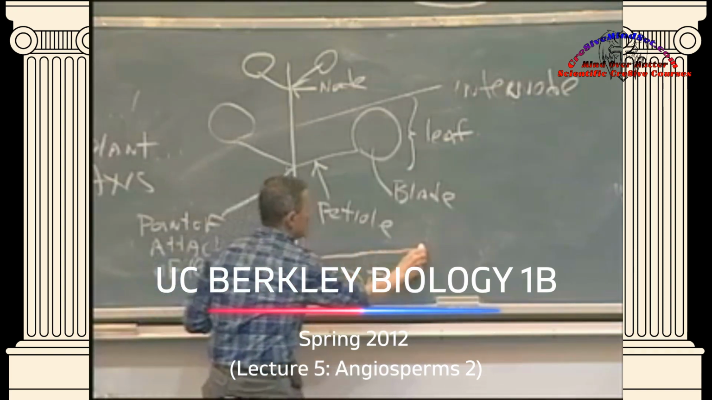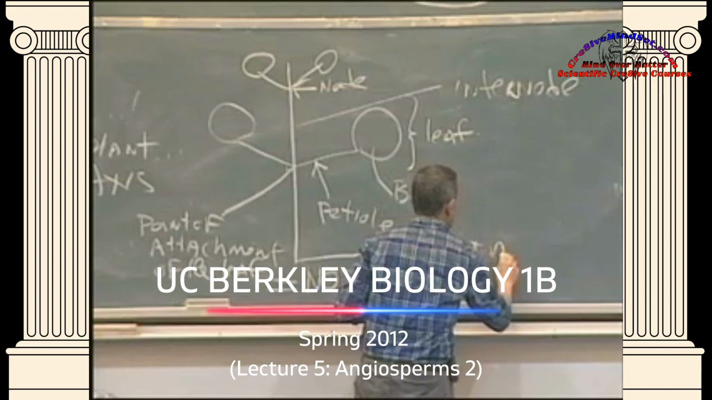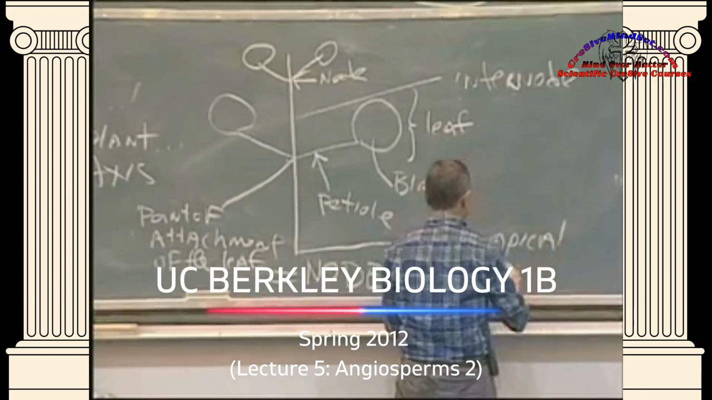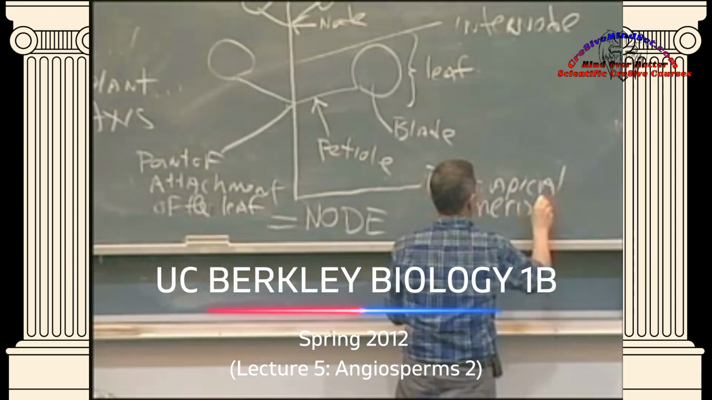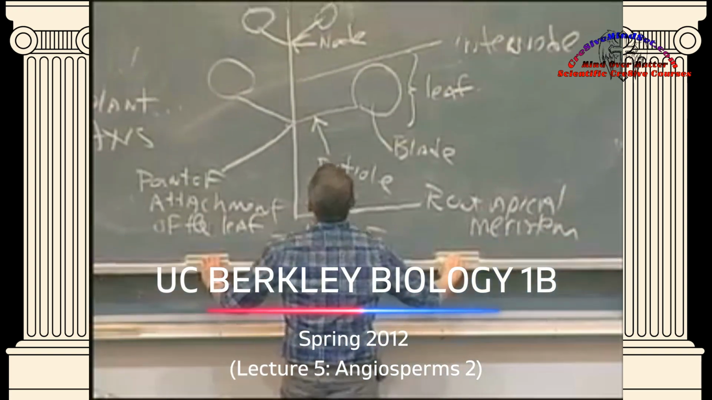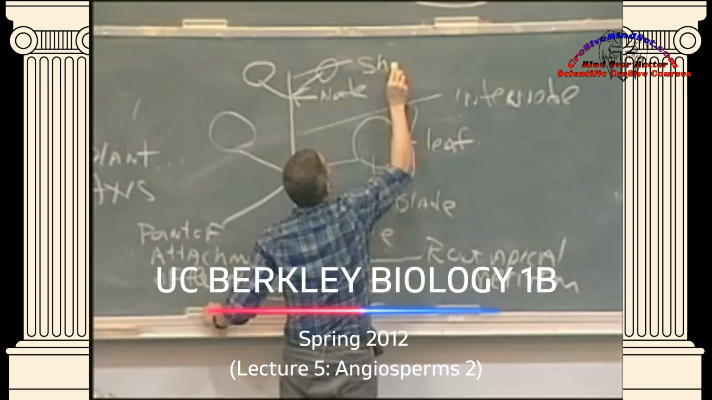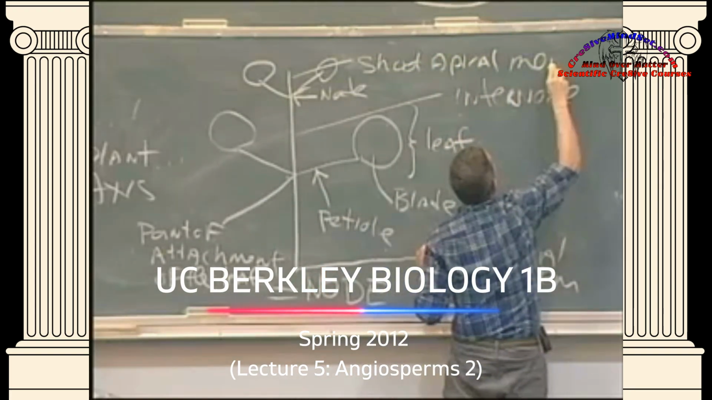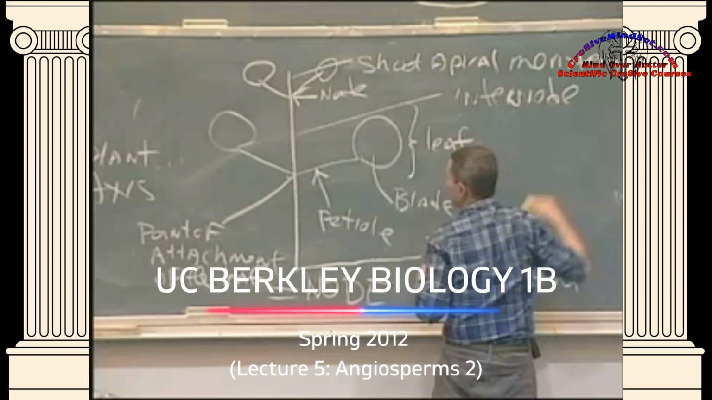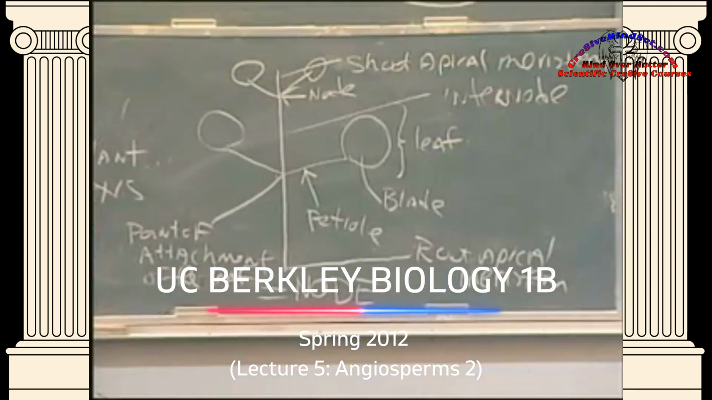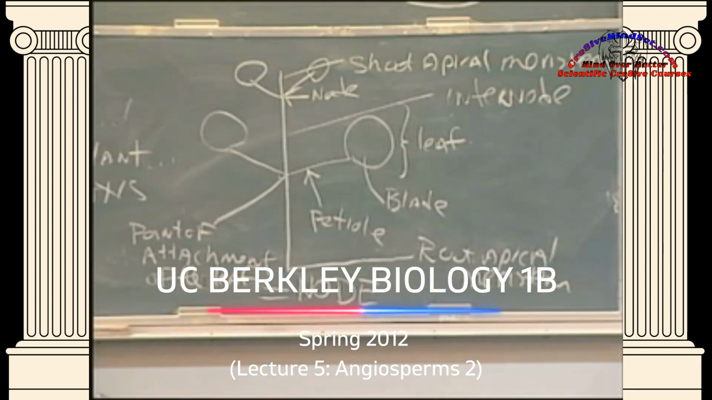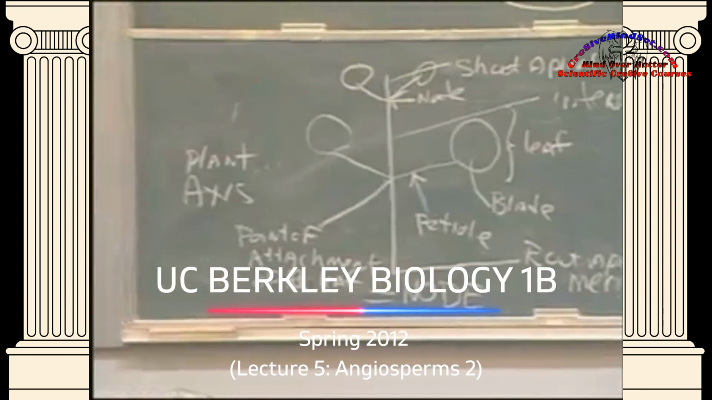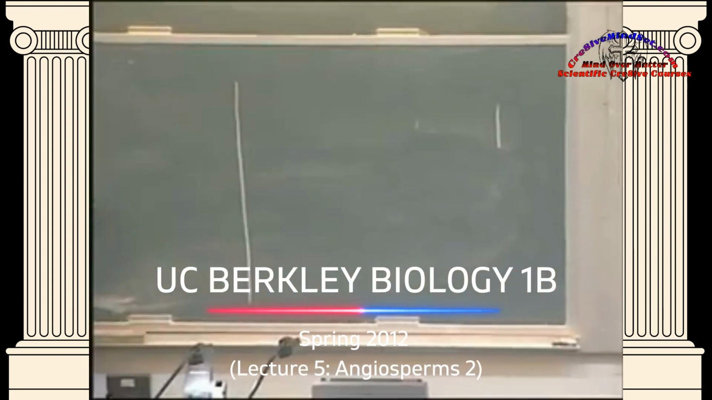Only a couple of more things to put on, and then we're through. At this end, we would have the root apical meristem. And at this end, the shoot apical meristem. And now what I would like to do is to just focus briefly on a node over here. So we're going to look at a high power of a node.